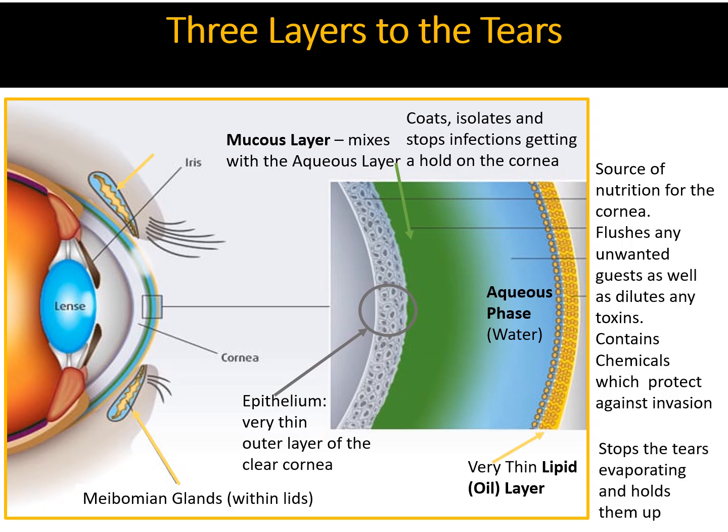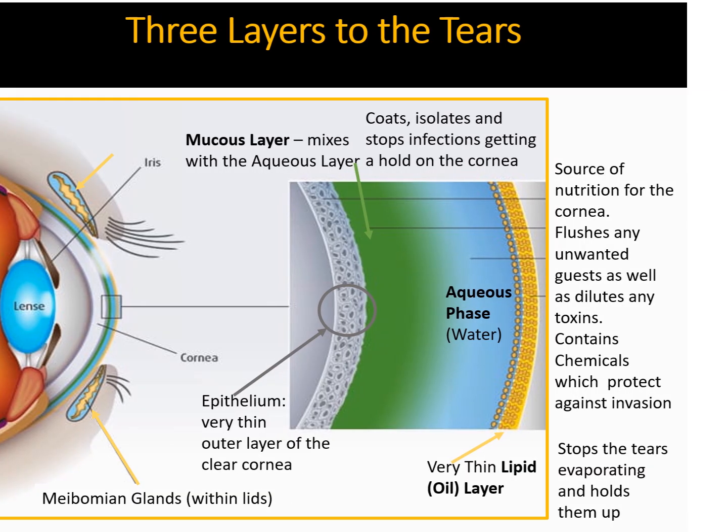And at the very front, we have this very thin but critically important lipid, that's oil layer. It stops the tears evaporating and holds them up. So even if there's a good tear volume, if the lipid layer is poor, the tears will evaporate far too quickly and actually just drain from the eye. Now the lipid layer comes from meibomian glands in the upper and lower lids. If these become blocked or infected, it causes a condition called blepharitis, which I'll show you later, and this is critically important in ocular comfort.